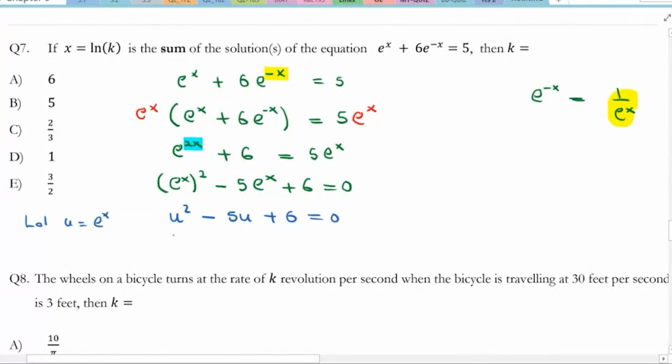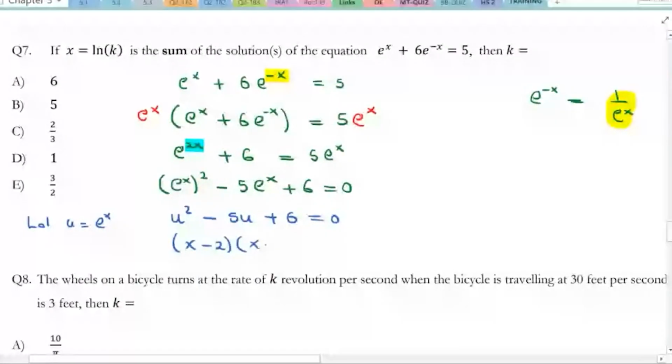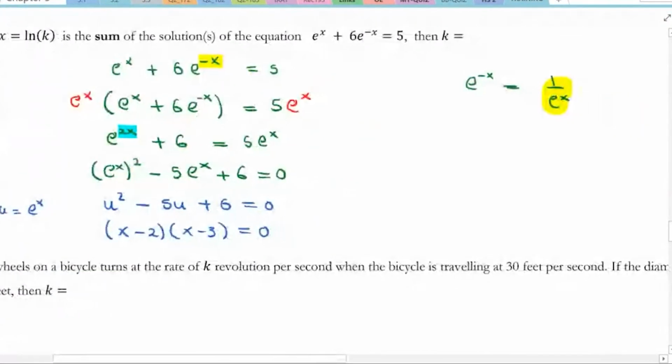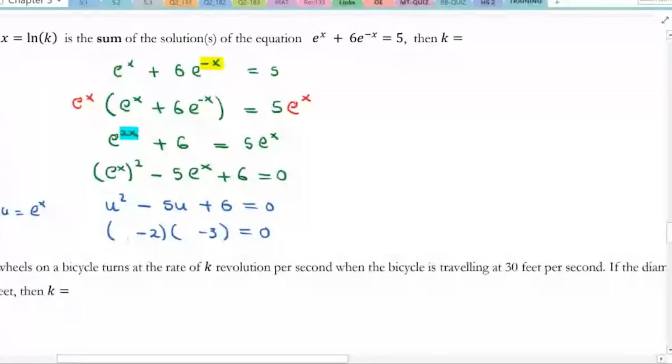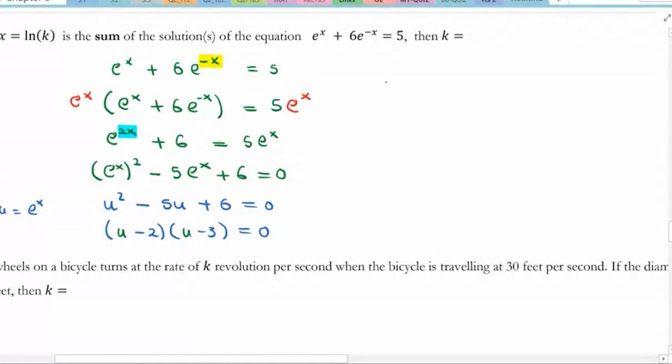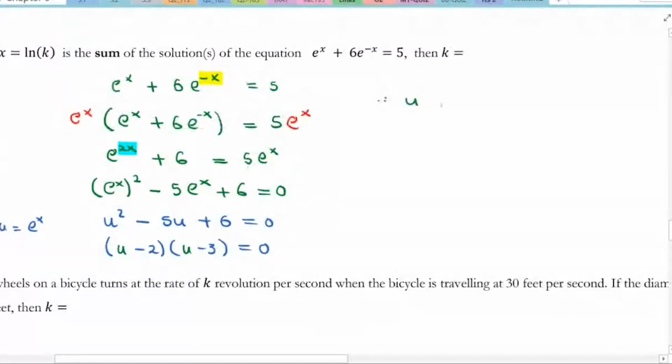Okay, now, let's factor, gentlemen. We have u minus 2 and u minus 3 to be equal to 0. Sorry, u. We are using u. That means u is equal to 2 or u is equal to 3.